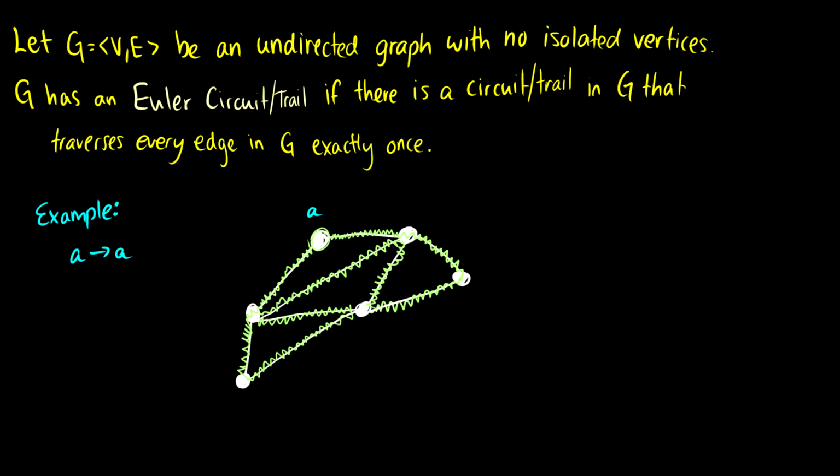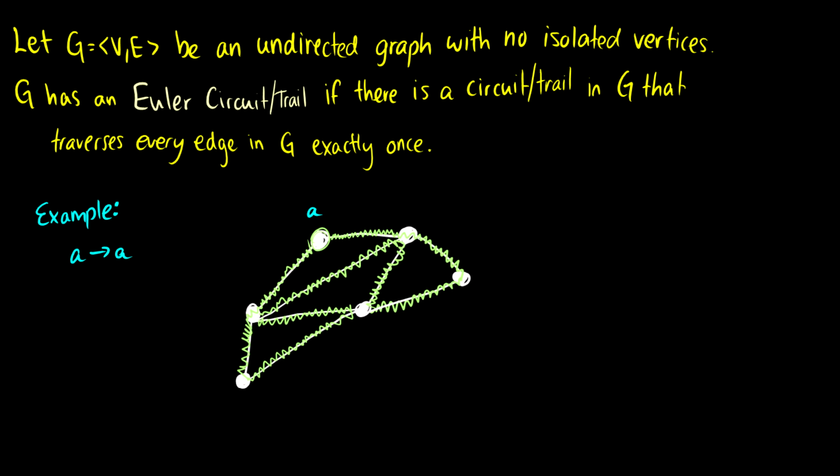You can see that we traversed every edge exactly once, so this graph has an Euler circuit. In fact, you can see it's symmetrical, so if you can do it one way, there's a good chance you can just do it in reverse on the opposite side. It's not always a guarantee, but it's an interesting thing to think about.